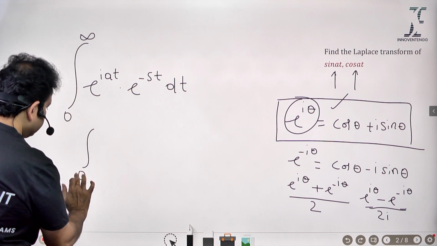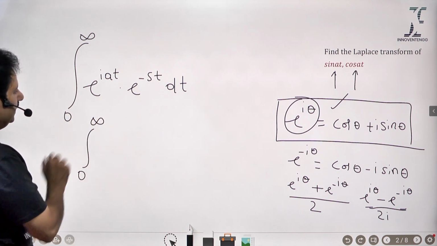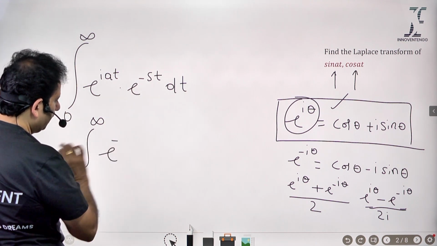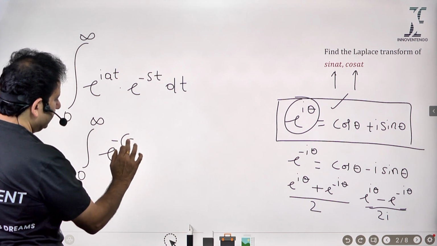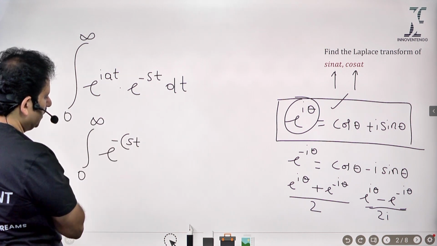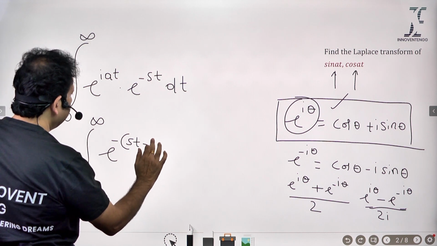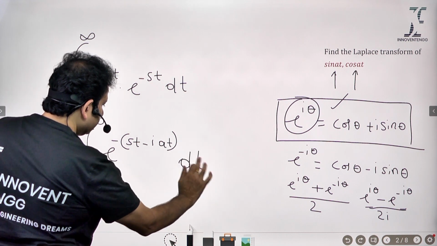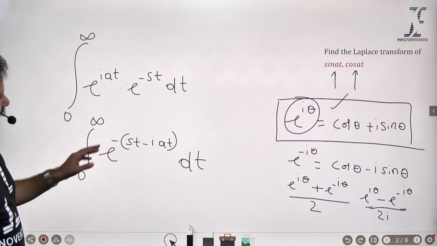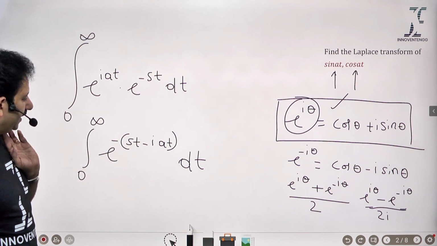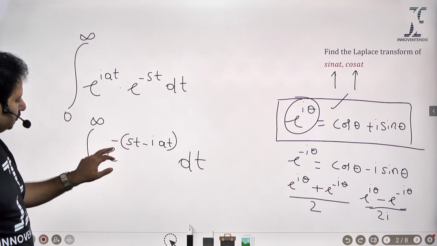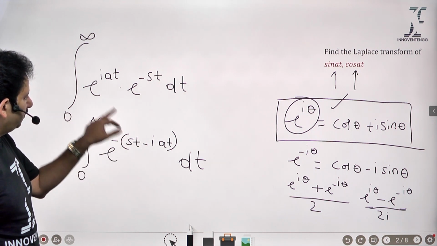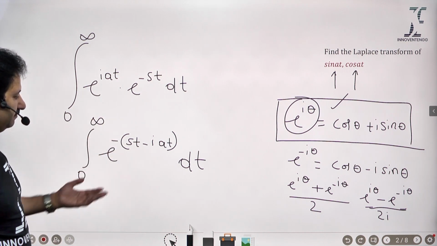Now this is 0 to infinity. And now can I club these two exponential terms? Indeed, what I would do is I would keep minus outside and I would say st. And then what about this? This is going to be minus iat, right? And then dt. Clear? So what I did, I just took st and at, combined it, and I took minus outside so that you get back to the status quo, because this is a plus term, this is a minus term.